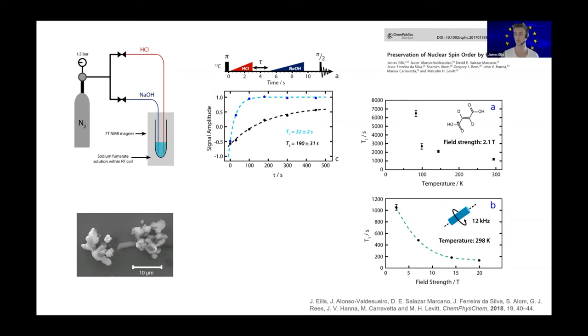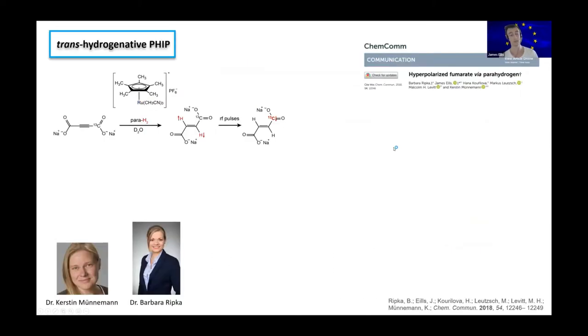On the one hand, using FIP to polarize carbon 13 spins in molecules, and on the other hand, showing storage of this hyperpolarized carbon 13, showing storage of carbon 13 spin order. So at some point, I was in Mainz collaborating with John Blanchard and Ima Budka, and bumped into Barbara Ripka, who was working for Kirsten Munnemann.